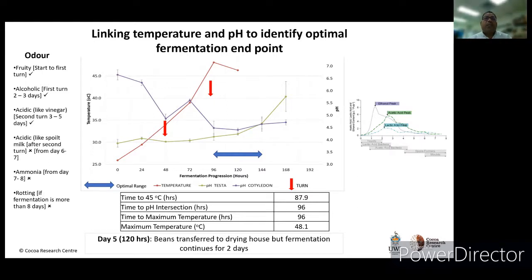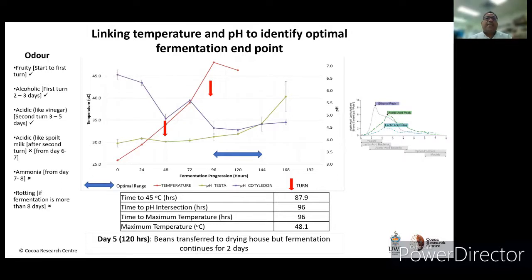We can use temperature, the change in acidity of the tester and cotyledon, the external appearance of the bean, and smell as cues to track the progress of fermentation. And these can also be linked back to the wet bean quality, such as the degree Brix, the size of the fermentation mass, etc. But this graph shows the rise in temperature, which is the red line, as fermentation progresses, and the change in pH or acidity of the tester and cotyledon of the bean in the blue and green lines via the breakdown of the pulp and the acidification of the cotyledon with acetic acid.